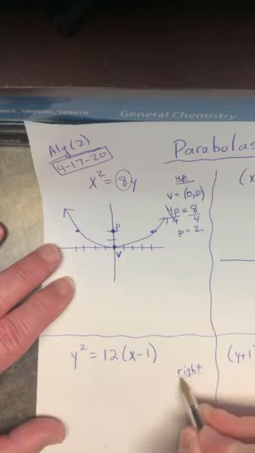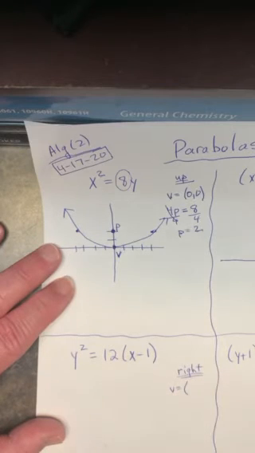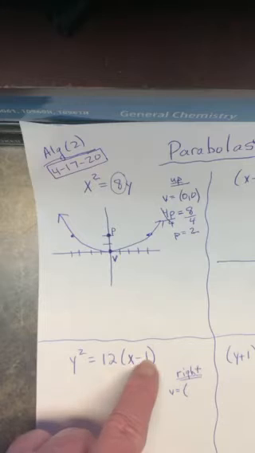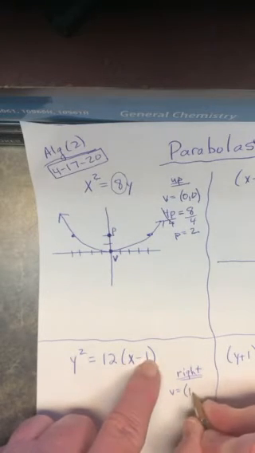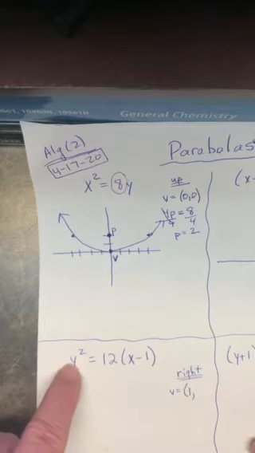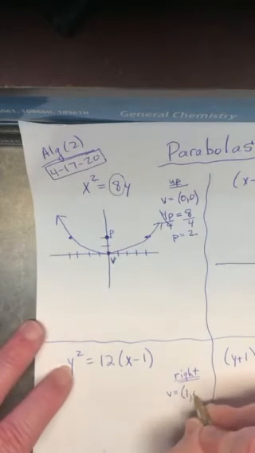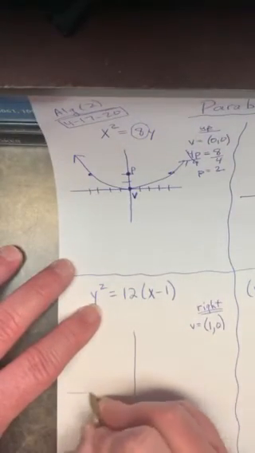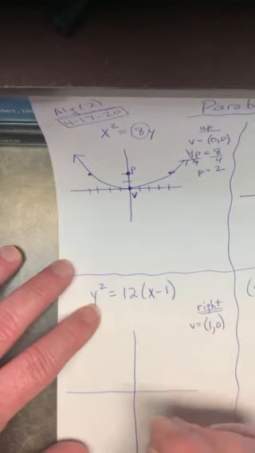So this is a parabola opening to the right. The vertex is where? Okay, careful. It says x minus 1. What's the opposite of minus 1? 1. And then the y value doesn't have a number attached to it, does it? So my y coordinate's 0. So guys, when I graph this parabola, my vertex is at (1, 0).